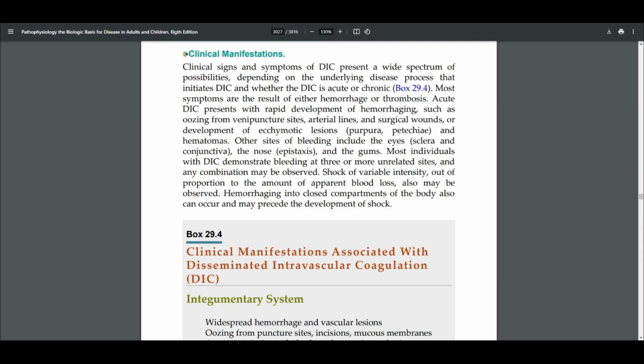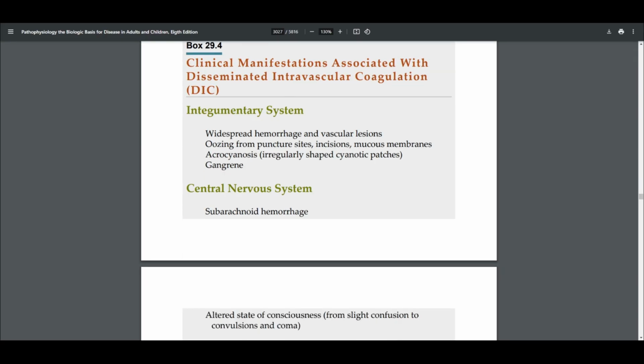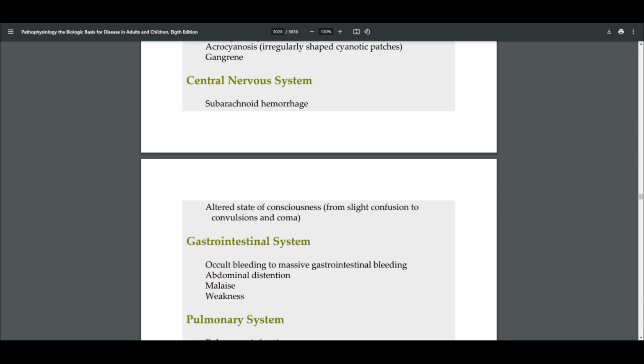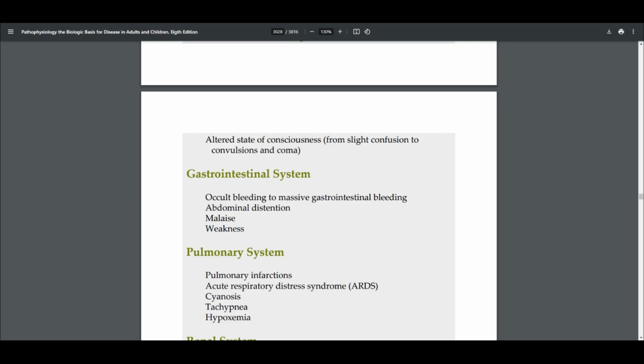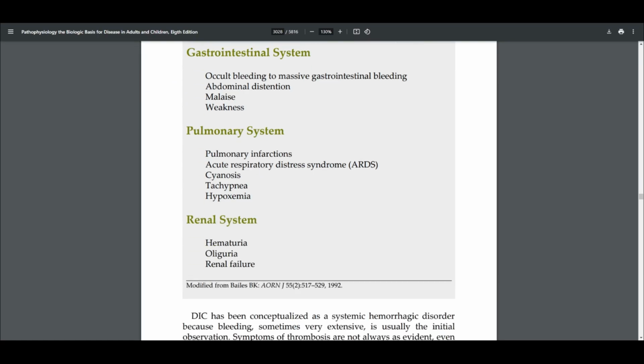Shock of variable intensity out of proportion to the amount of apparent blood loss also may be observed. Hemorrhaging into closed compartments of the body also can occur and may precede the development of shock. So here you see the clinical manifestations of DIC in various areas. If I'm ever going too quickly, please go ahead and hit pause.